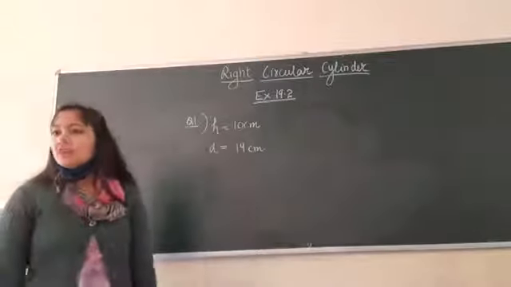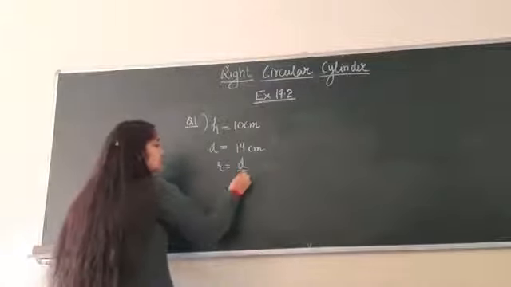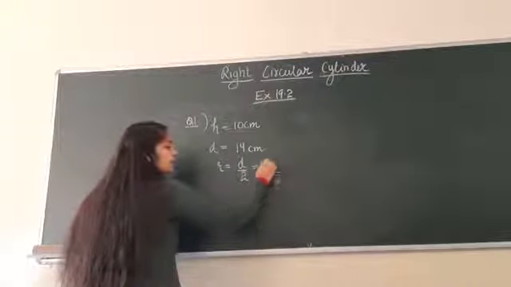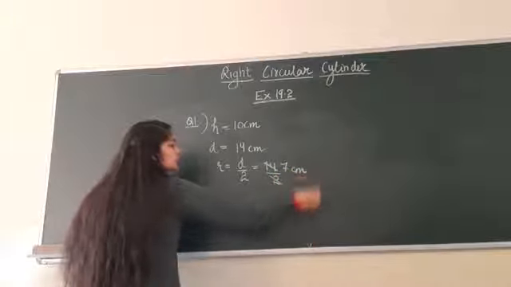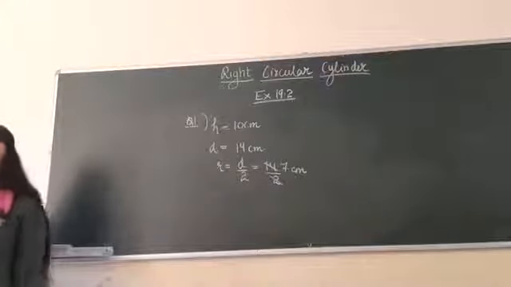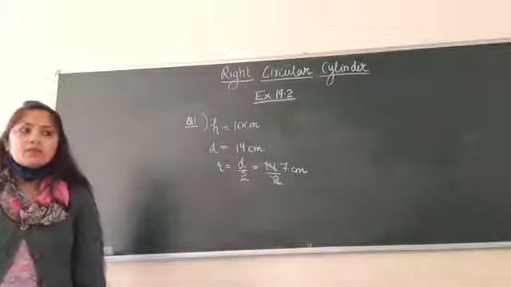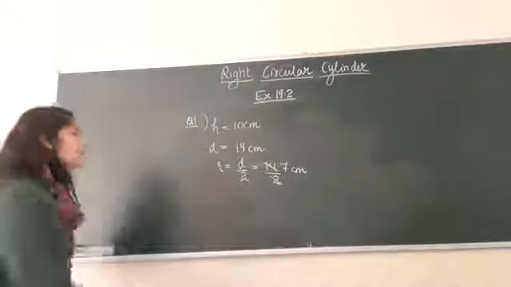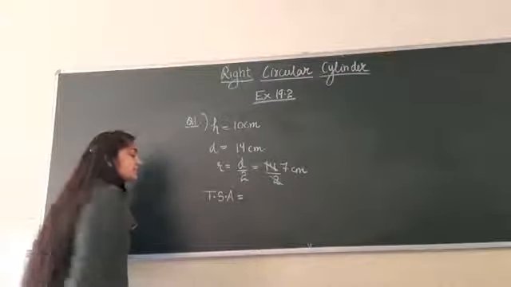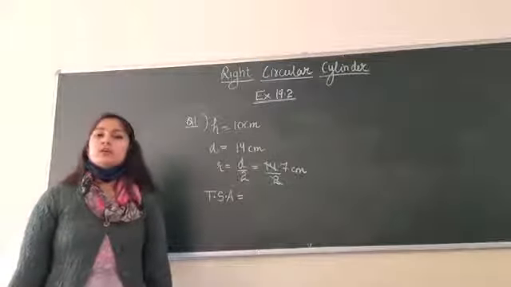But do you need diameter for the formula? No, you need radius. So what will be your radius? 7. Very good. Diameter divided by 2, that is 14 divided by 2. So your radius is 7 centimeter. Okay? What are they asking in the question? Total surface area. So just now we discussed the formula of total surface area. So can anybody tell me what is the formula for total surface area?